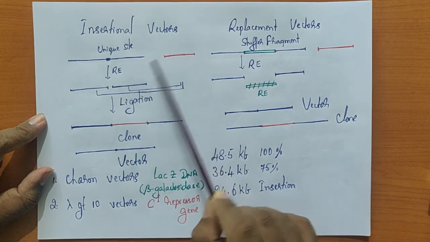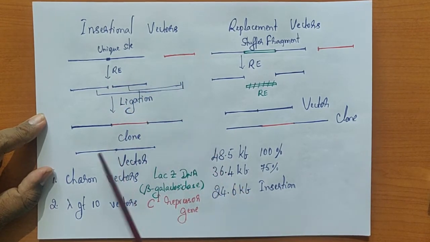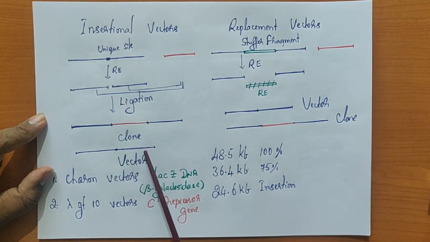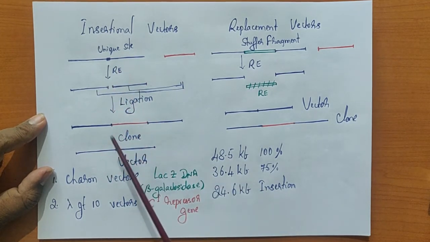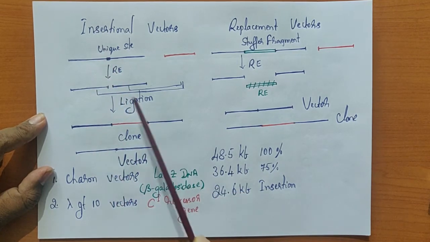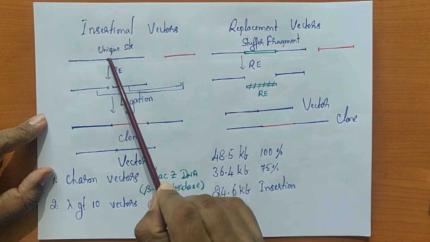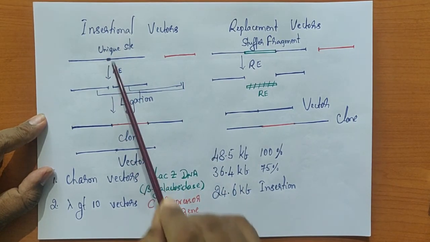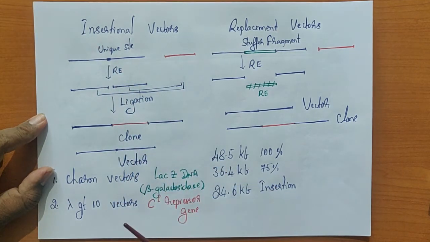Then we perform the ligation. The question is, we are going to get these two arms joined together. That is the vector we generate back, but we are also going to get a clone. Here we insert the DNA at a unique site. Because of that, we call these insertional vectors.